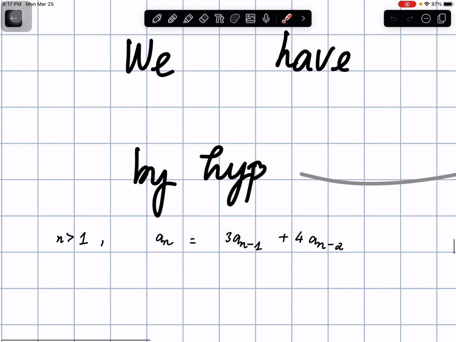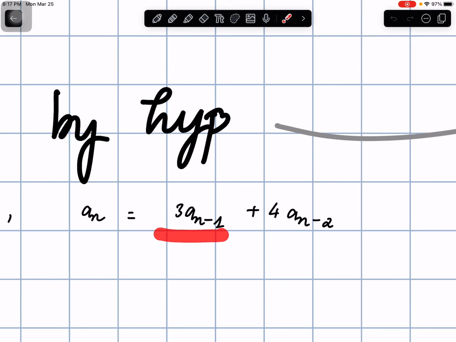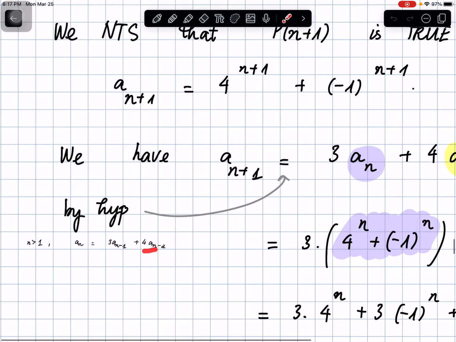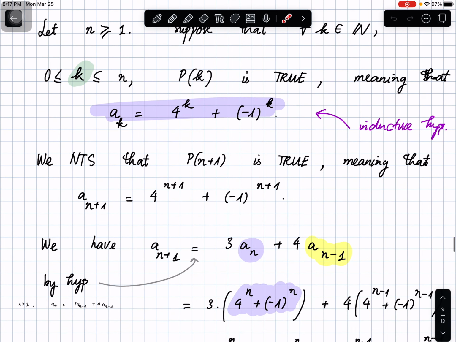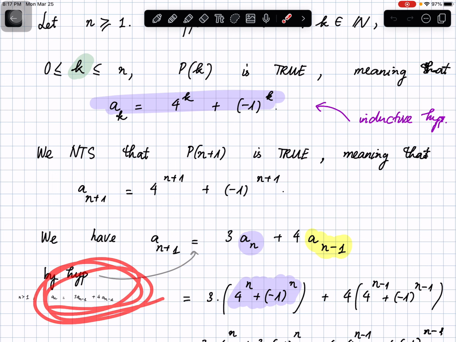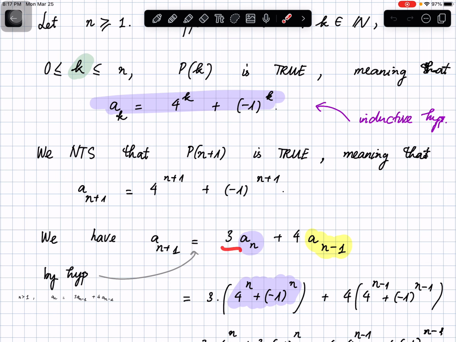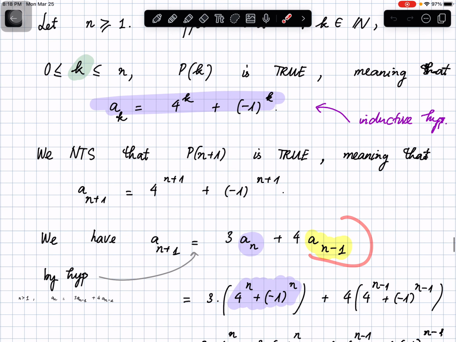And we know that for n at least 2, a sub n is defined by this formula: 3 a(n-1) plus 4 a(n-2). So we can use this right here for a(n+1). Our n is at least 1, so n plus 1 is at least 2, which is good for us to use this formula. A sub n plus 1 is 3 an plus 4 a(n-1). Now we can use the inductive hypothesis for an and for a(n-1), because we know that P of k is true for any k between 0 and n.